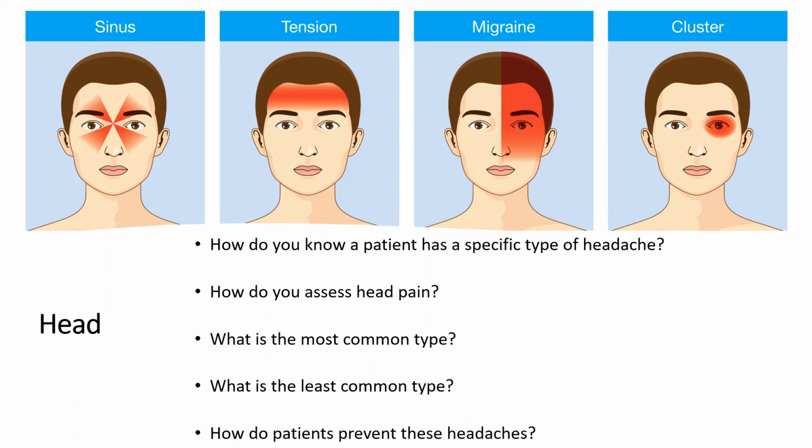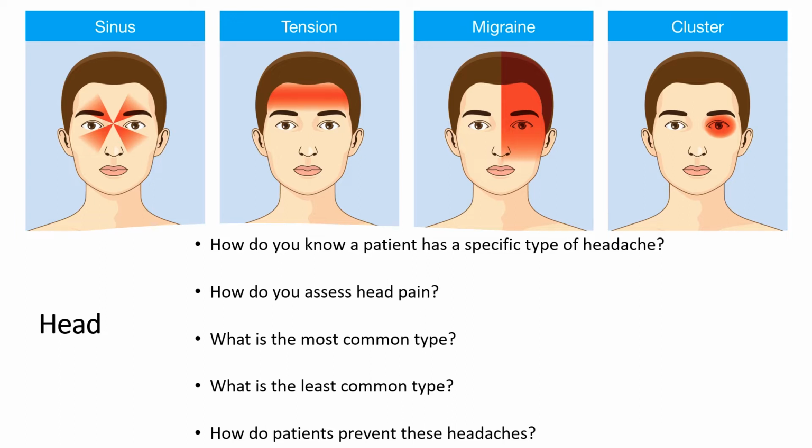What is the most common type? Tension headache, very good. And tension headache, as you can see, they have that band around their head. It's a pressure headache, right? What is the least common type? You have your cluster, then your migraine. Your migraine is 11% of the population. Cluster is actually 0.4% of the population.